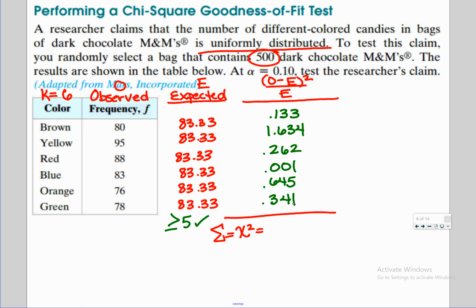Okay, and then we add them all up. Make sure I did that right. Nope, I didn't. There we go. 3.016.